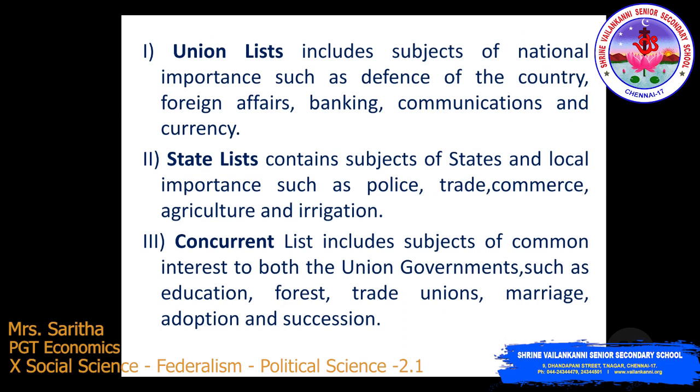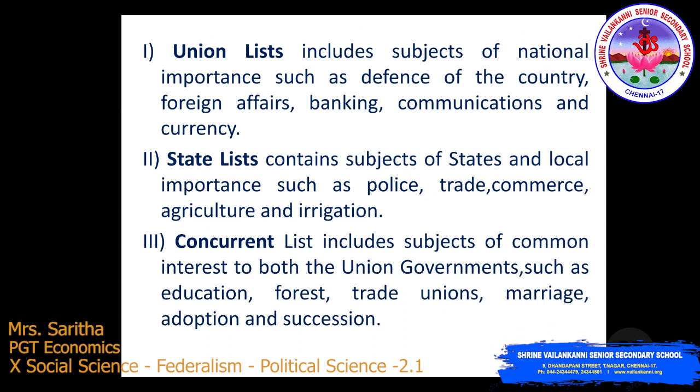They have included this list because we need a uniform policy. The union government alone can make laws relating to the subjects mentioned in the union list. Now let's move on to the state list. The state list contains subjects of state and local importance such as police, trade, commerce, agriculture and irrigation. The state government alone can make laws relating to the subjects mentioned in the state list. And the last one, the concurrent list.